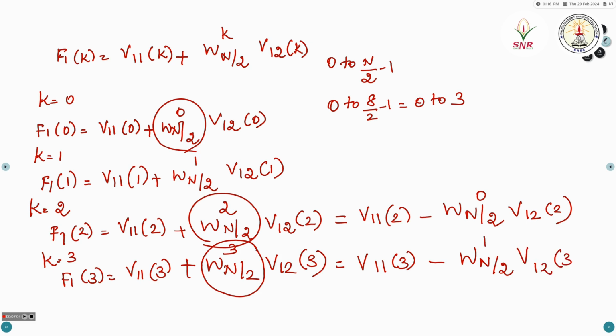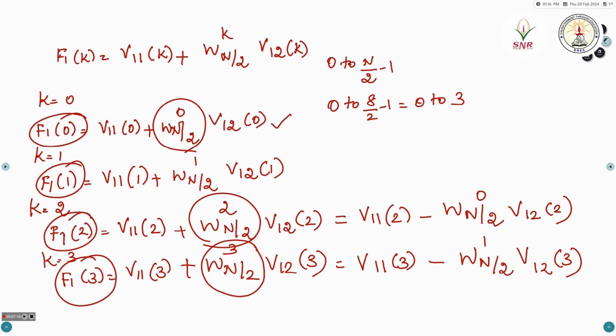From this we can conclude that there are 4 outputs, f1 of 0, f1 of 1, f1 of 2 and f1 of 3. Of the 4 outputs, the first and the third outputs use the same twiddle factor with a sign change, and the second and the fourth outputs use the same twiddle factor with a sign change. So this shows how to draw the butterfly structure.